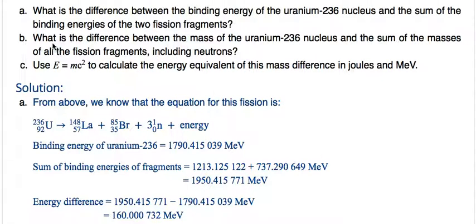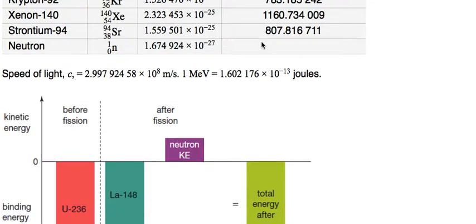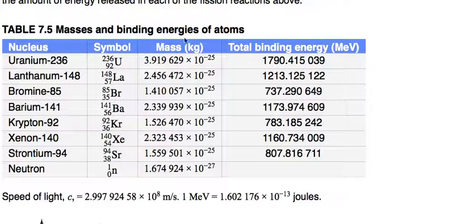Now the next part of the question asks what is the difference between the mass of the uranium nucleus and the sum of the masses of all the fission fragments, including neutrons, which is very important. Again, we use the table. We look for the mass of uranium first, in the second column. It's all in kilograms. Can you see the mass of uranium, the mass of lanthanum, the mass of bromine, and the mass of a neutron? So tiny. They're all in here.